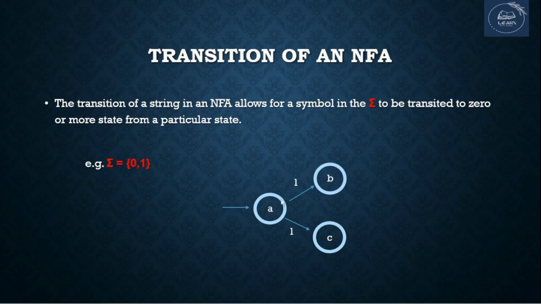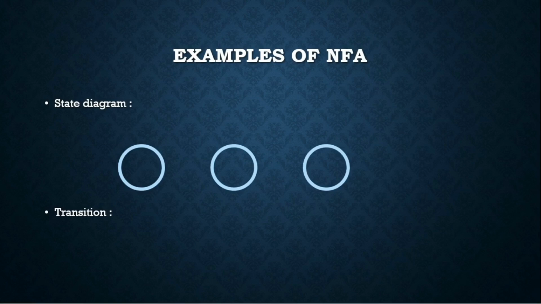So the only symbol that was transited is symbol 1 only, and it's only transited from one state. So you can see this is acceptable here in an NFA. Going to the next, let's see an example of a state diagram in an NFA.